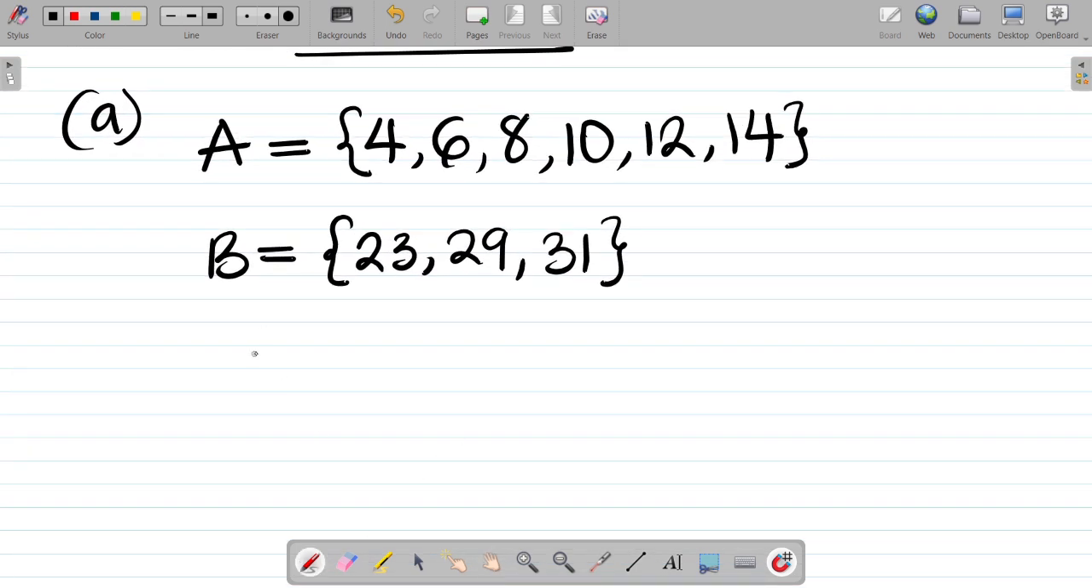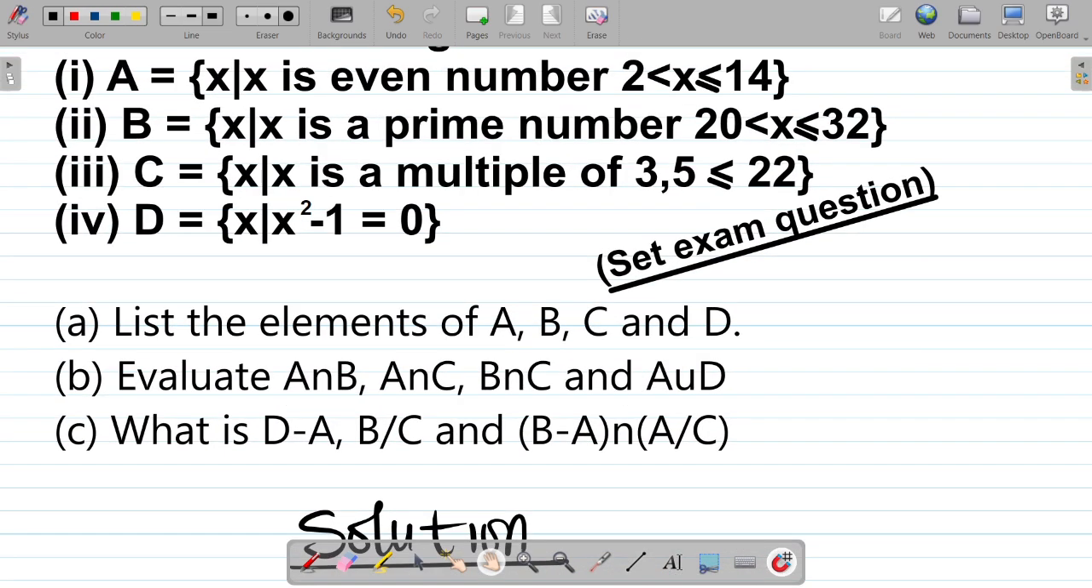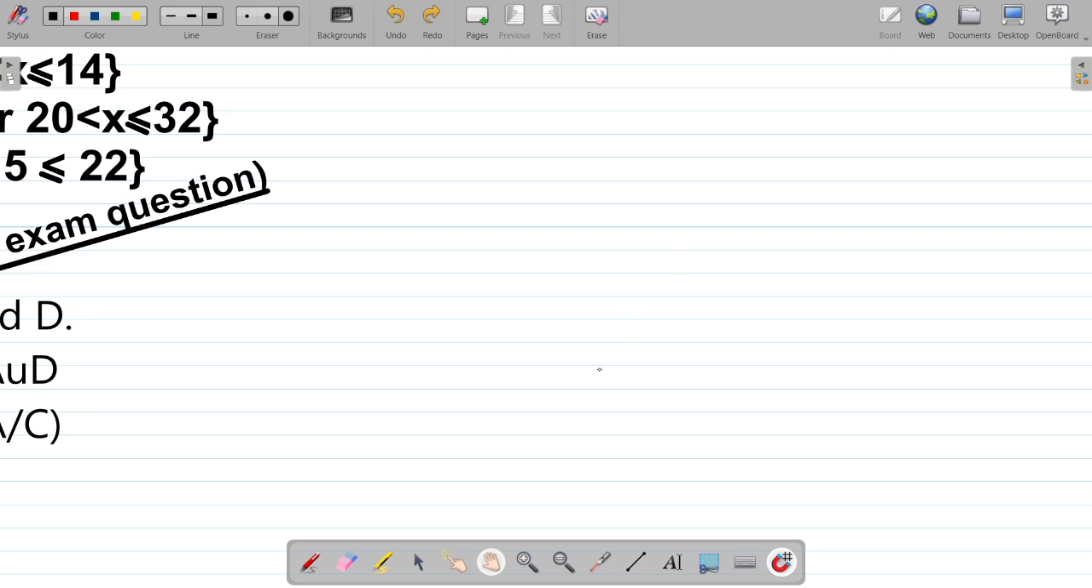Let's see C there. Let's define C. So first set C. If you look at this for set C, you can see that the set C is a multiple of 3 and 5. So this is read C is equal to X such that, or where X is a multiple of 3 and 5 less than, or less than or equal to 22.